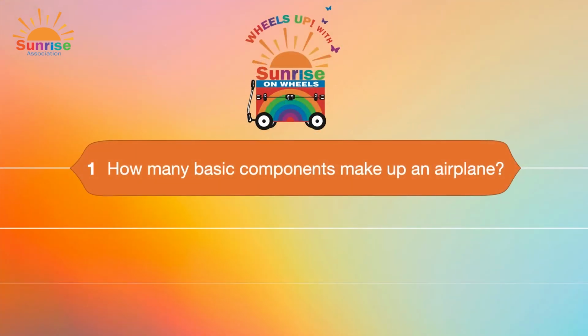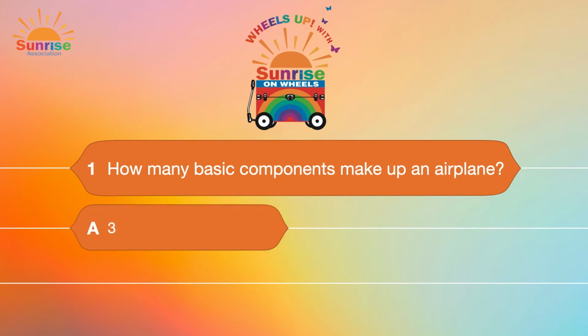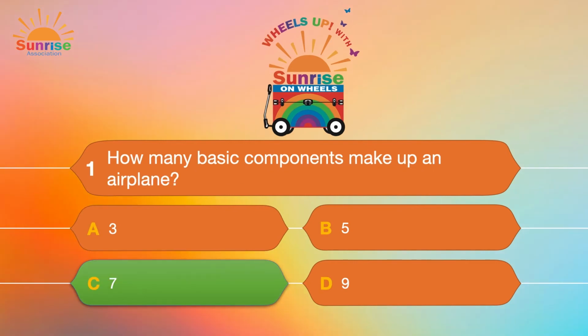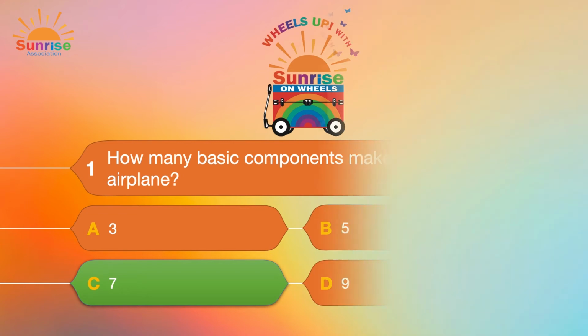Question number 1. How many basic components make up an airplane? A, 3, B, 5, C, 7, or D, 9? Wow, 7 basic components to make up an airplane. That's a lot.